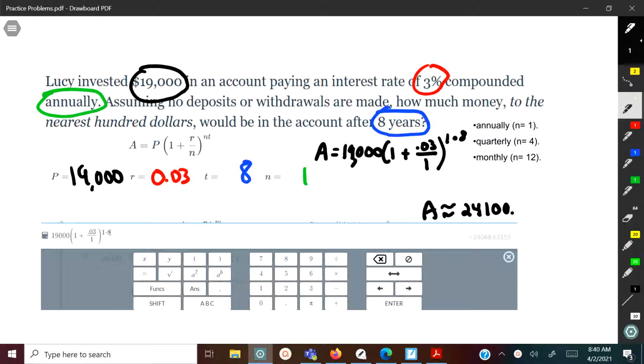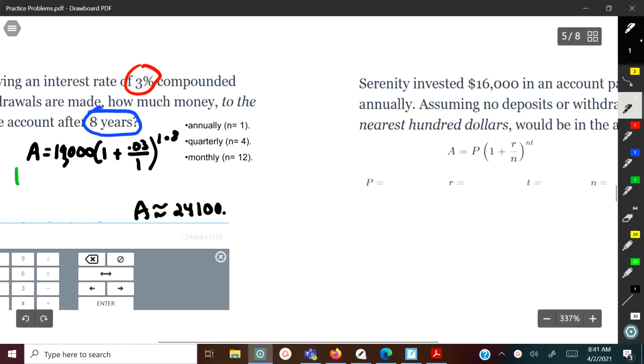Okay, so this is annual. So I'm going to give you a problem here and see if you can solve this one.